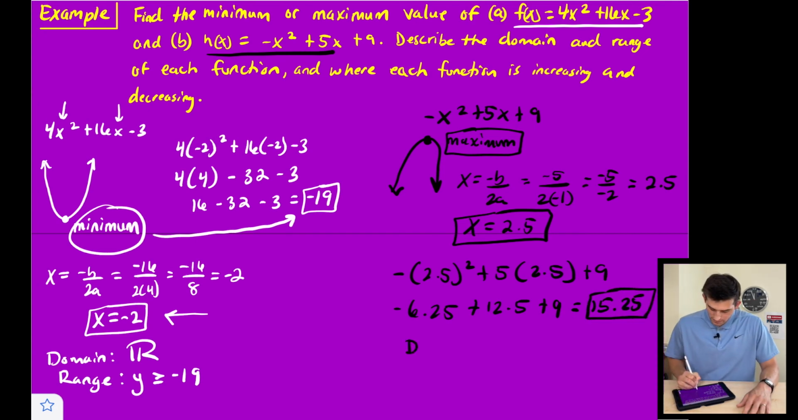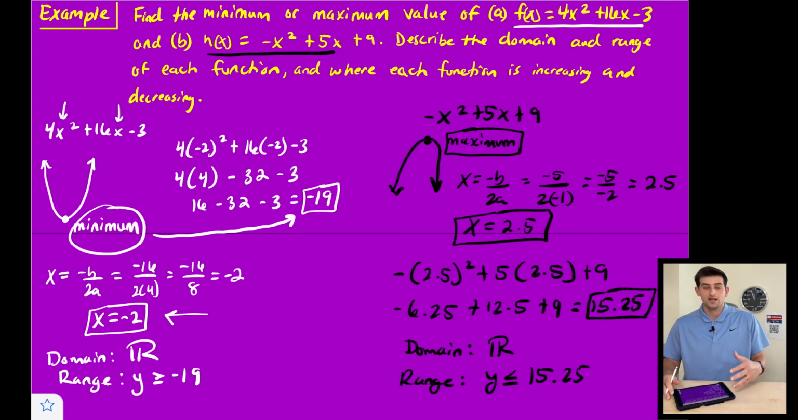So now we can say, once again, our domain is going to be all real numbers, but this time our range is going to be y is less than or equal to 15.25. Less than or equal because our parabola is opening down, so our maximum point there is 15.25. So now in terms of increasing and decreasing, to the left of 2.5 our parabola is going to increase, and to the right it is going to decrease. Okay, so that's how you can find the minimum or the maximum of a quadratic function.